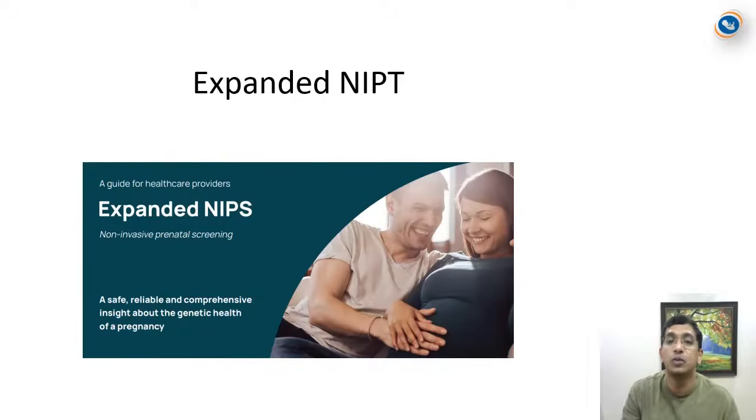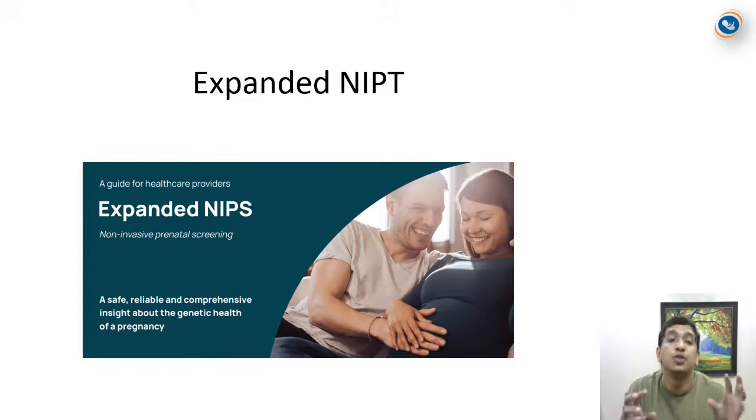Now let us look at some other topics. Nowadays many labs are offering something called expanded NIPT. They are saying if you can look at trisomy 21, why not look at all chromosomes, or why not look at all genes, or why not look at microdeletions and so on. And there are very good offers where, for the same price, a patient can get a lot more information.